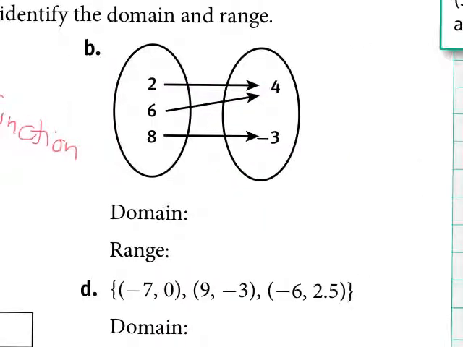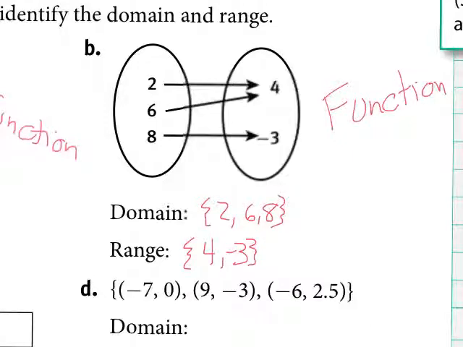All right, so for B, my domain values would be my inputs, 2, 6, and 8. And my range would be just 4 and -3. Realize I don't list 4 twice, even though it's an input twice. Okay. Is this a function or not? What about 2 and 6 sharing the output of 4? That's still okay, right? That's like 2 buttons giving the same output. So this is a function.